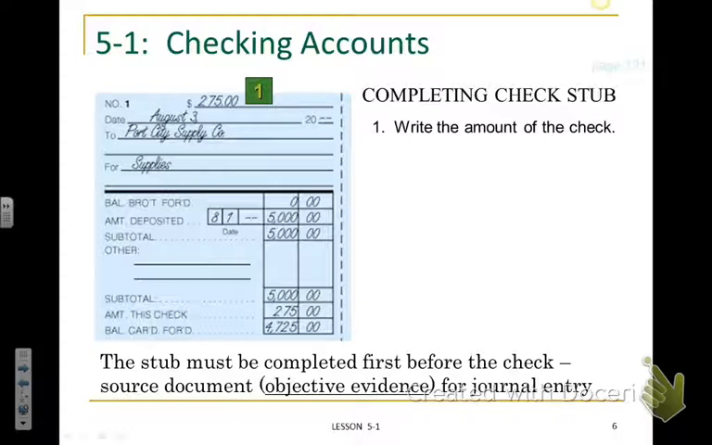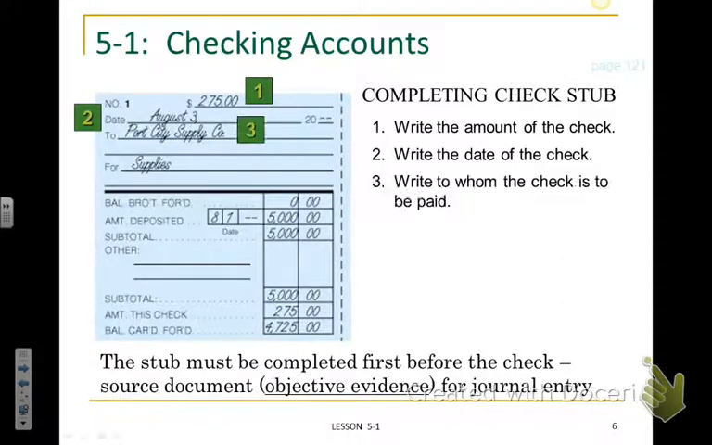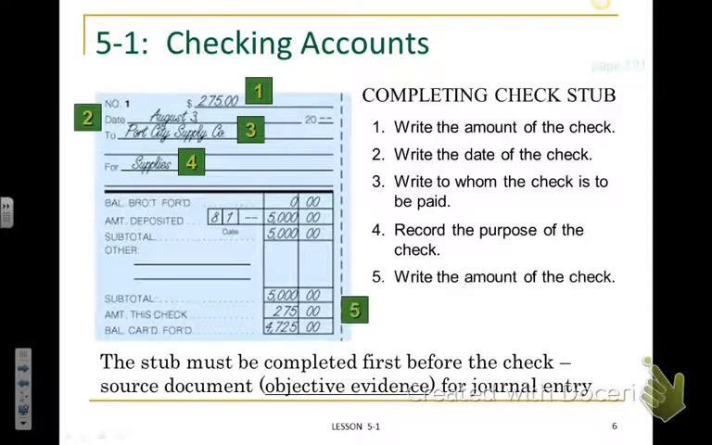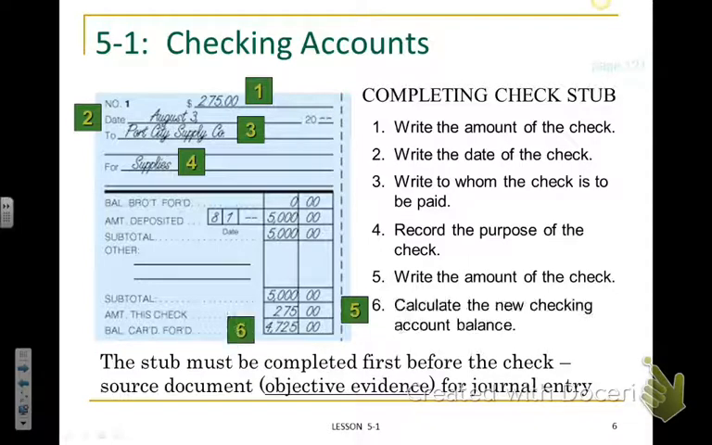So we're going to first write the amount of the check. We're going to then write the date of the check. We're going to write who the party is that we're paying, what the purpose of the check is. So in this case, it's for supplies. We're going to write the amount of the check down here below. And we're going to put then the balance of the account after that check.